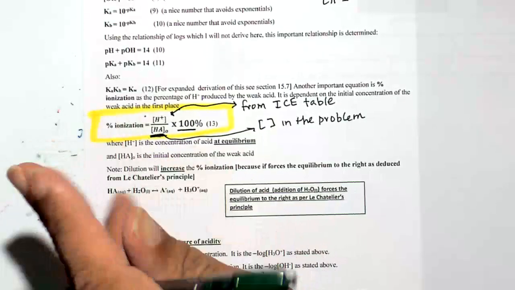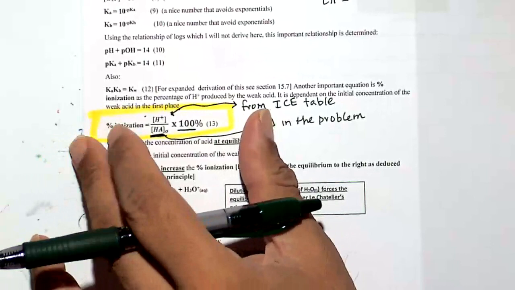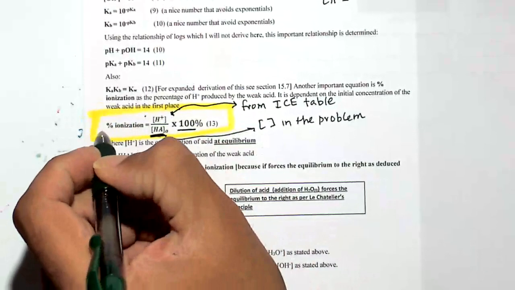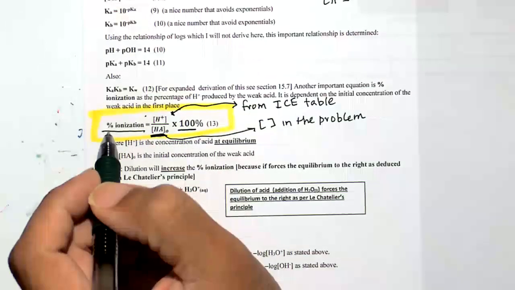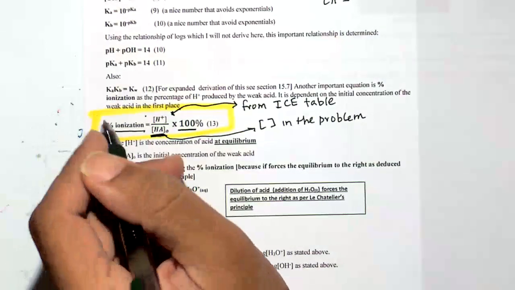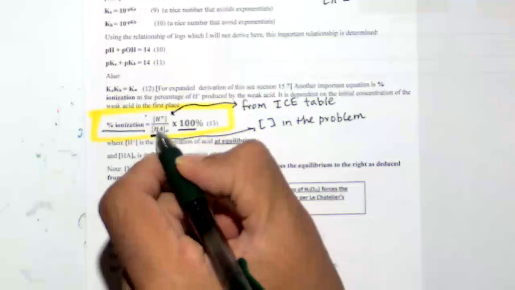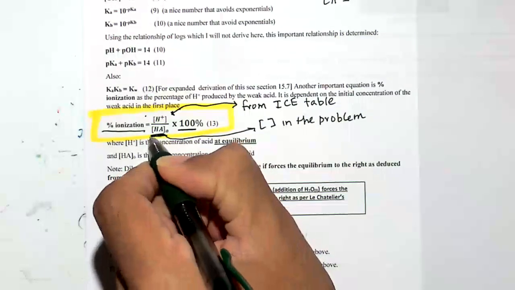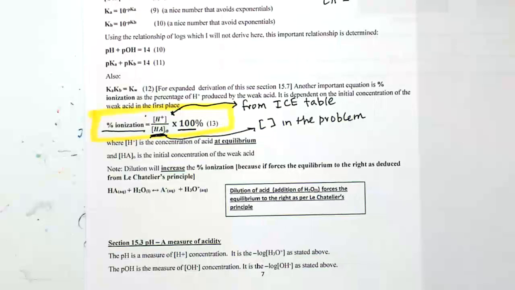Let me tell you this now, it's a good opportunity. We'll study this more deeply in chapter 16, so if you don't understand it, that's okay. But 100% ionization: what does it mean for it to be 100% ionized? It means that nearly all the HA goes into what, if it's 100% ionized?